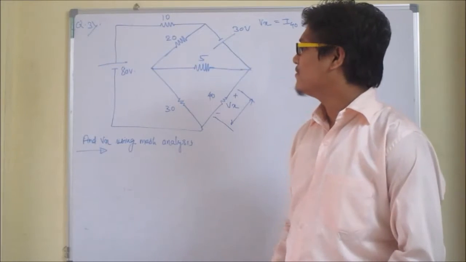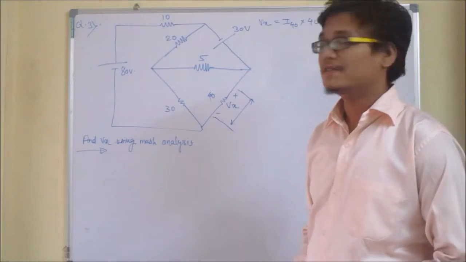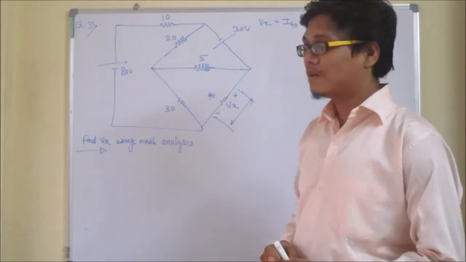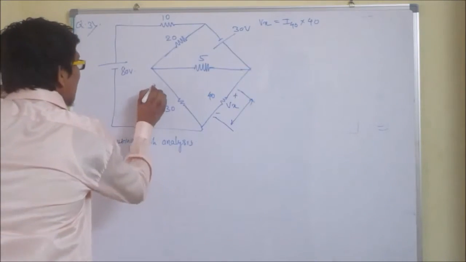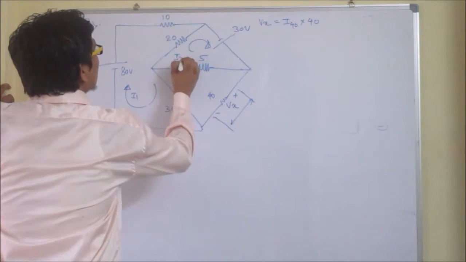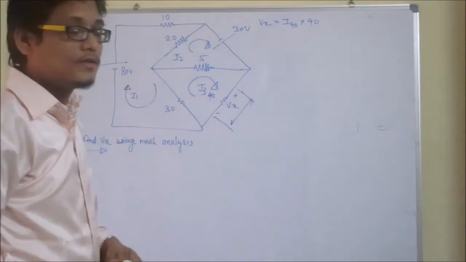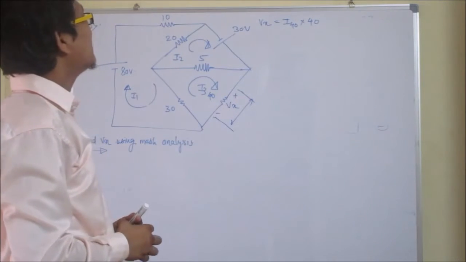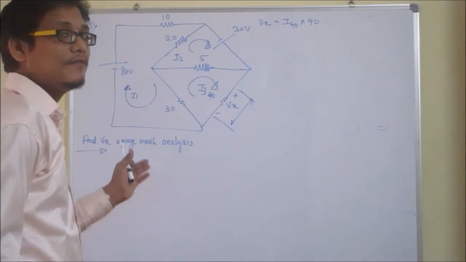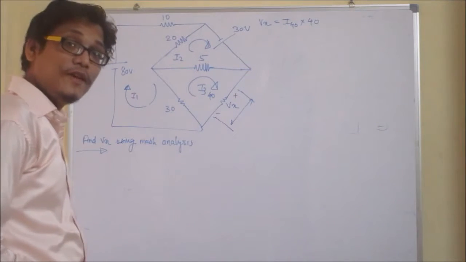Just as they have already given mesh analysis, we should understand that we have to find all the loop currents. So starting with our first step, that is assuming loop currents. I will assume currents I1, I2 and I3. Three currents are flowing in these three basic loops, where I3 is the current through the 40 ohm resistor. Now we will first find I1, I2 and I3, and then multiply I3 by 40 ohm, and then we get the value of Vx.